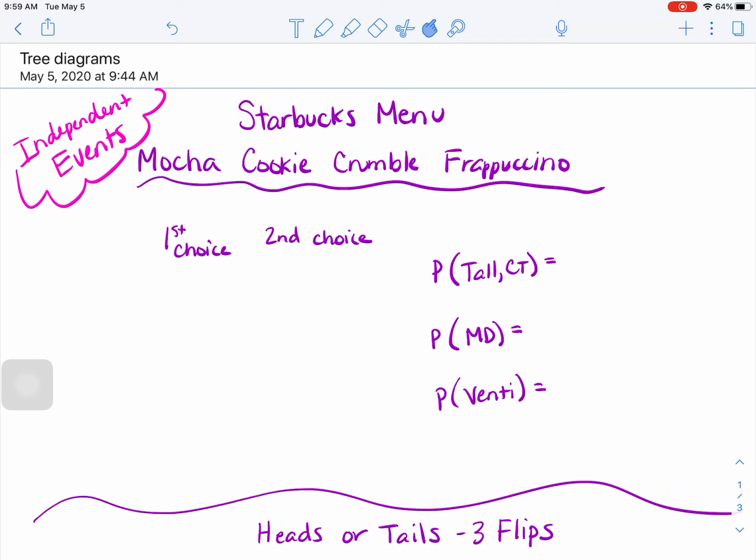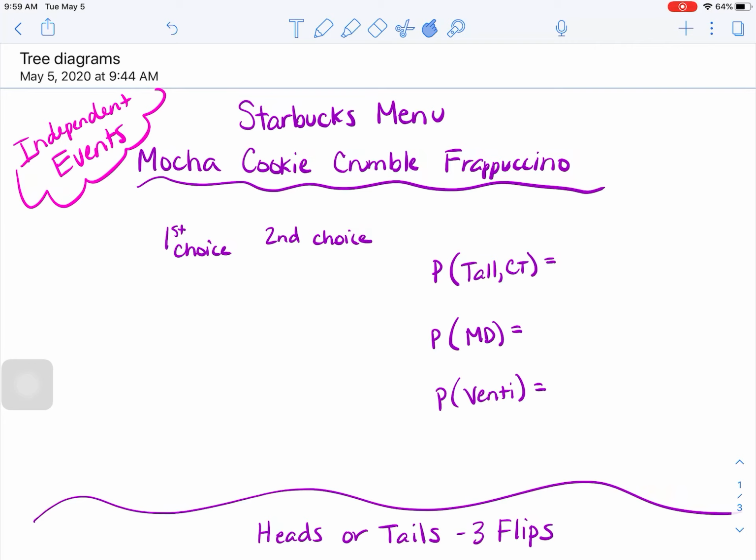We are going to talk a little bit more about probability and get a little more detailed with some choices, and we're going to learn about tree diagrams today. So we spent a little bit of time understanding tree diagrams, but we're going to go a little more in depth today when you have dependent and independent events and some different choices.